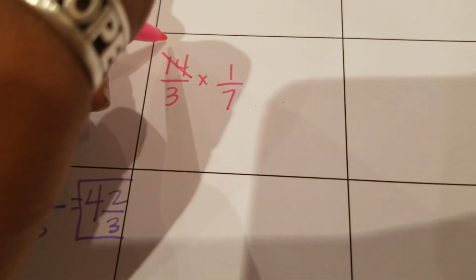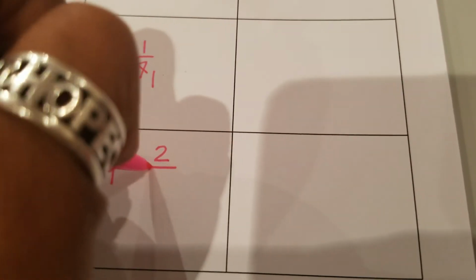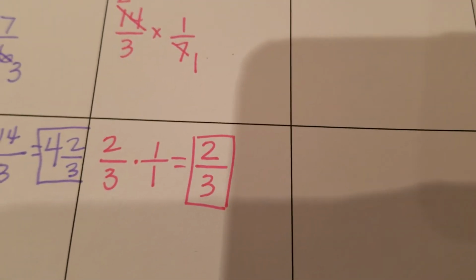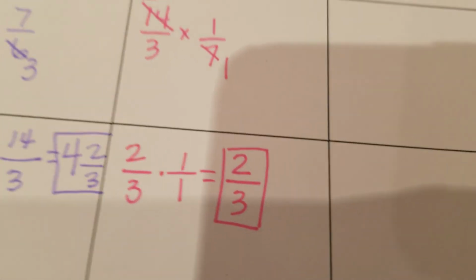So 14 divided by 7 is 2. 7 divided by 7 is 1. Okay, and then we're going to rewrite what we have left down here. So 2 over 3 times 1 over 1. Multiply straight across. 2 times 1 is 2. 3 times 1 is 3. And that is already in its simplest form, and it is less than 1 like we thought, because there's not a complete 7 to go into 4 2/3.